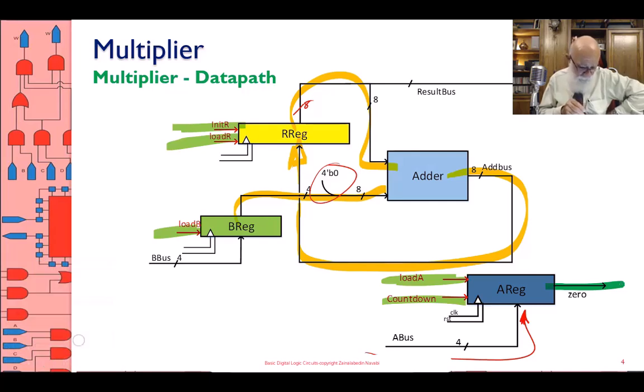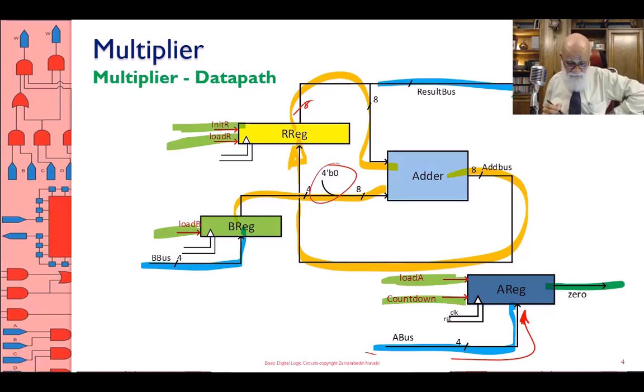See the two buses. This is one bus. This is the other bus. These are the input buses. And then this is the output bus of my circuit. And that's all there is to it with my data path.